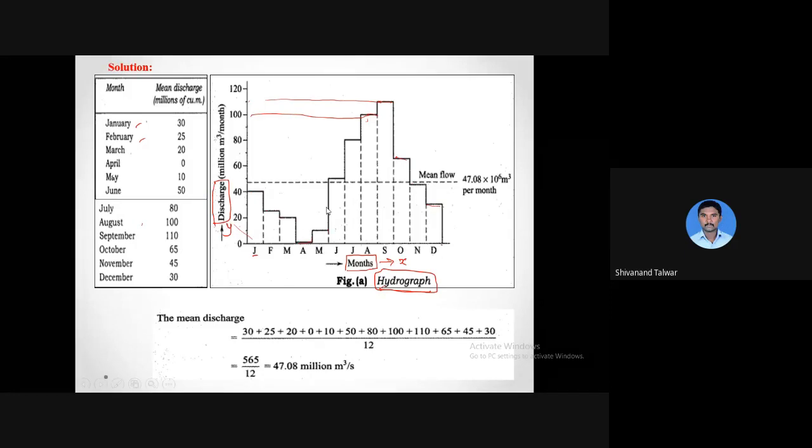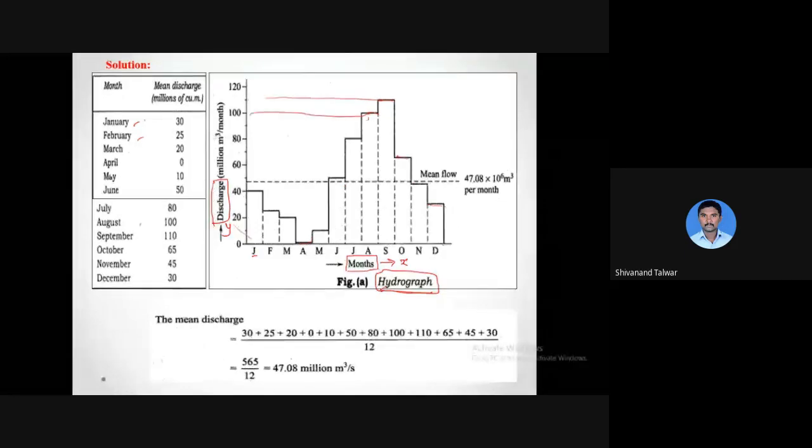This kind of data interpretation you get if you are studying quantitative aptitude. There you will get such types of graphs, and based on this you have to find the percentage, average and all. But here our purpose first is to find the hydrograph. So this is our first solution, the hydrograph. In this way we will draw the figure.